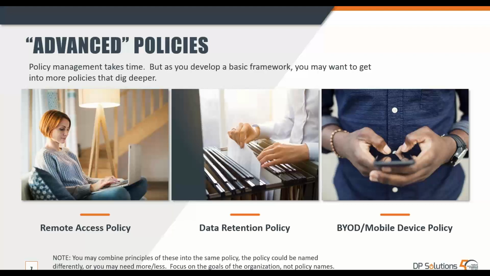As I mentioned here, you can see in the note, all these principles can be combined. They can be named differently. You might need more or less. At the end of the day, all the policies we talk about should be centered around the goals of the organization and not certain policy names. I don't think we necessarily have to be looking at a checklist of policies to check off. We should think about who we are, what matters to us, what our risks are, what our challenges are, and all of our policies should speak to the organization's goals.